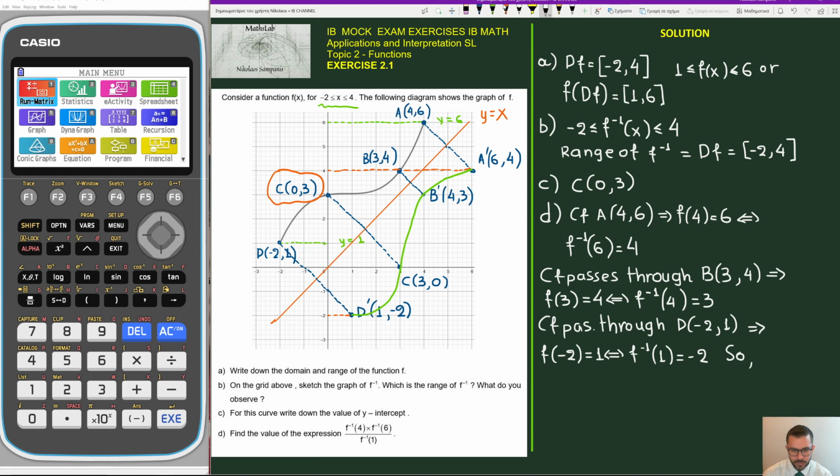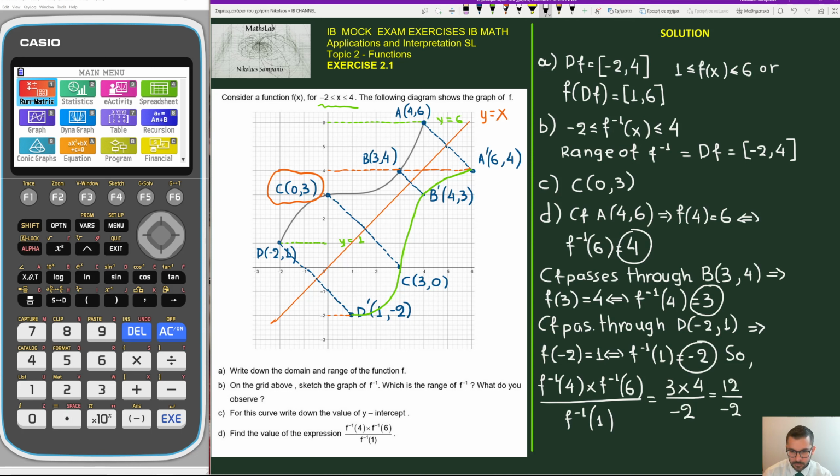So let's find the value of our expression for question D. Let's substitute our results here: 4, -2 and 3. So 3 times 4 divided by -2. So our final result is -6.